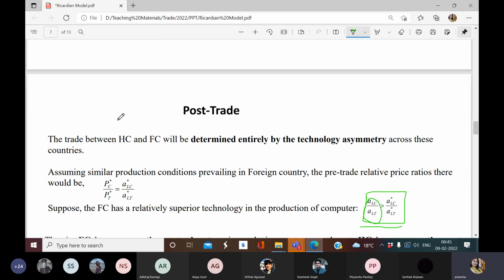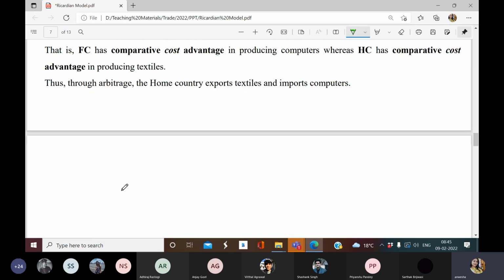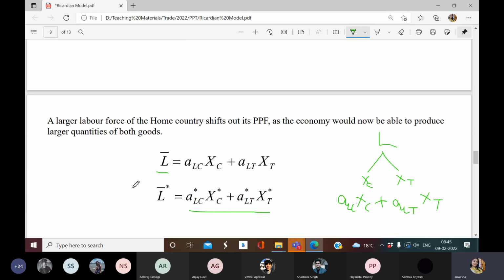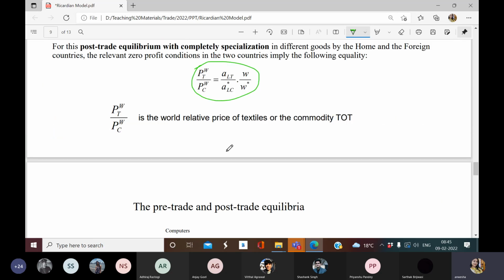So PT W by PC W will be what? In the post-trade situation, computer will be exported by the foreign country and textile will be exported by the home country. Right? So the relative price of textile, or the commodity terms of trade, we use the notation W. That means the post-trade situation or world price. PT W by PC W is the world relative price of textile, or the terms of trade.